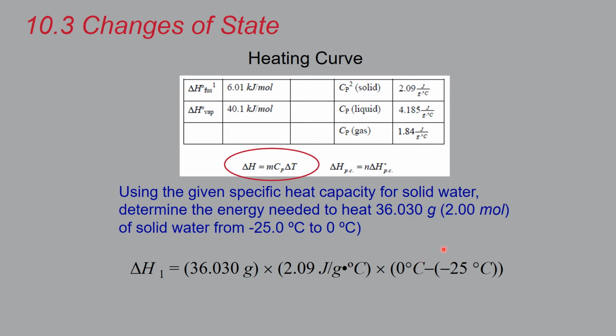It's just the temperature range of that segment, for which the final temperature is 0 degrees and the initial temperature was negative 25. So it's 0 minus negative 25, so the change in temperature is positive 25. And if you put all that together and multiply everything through, you get 1883 joules or 1.883 kilojoules. All right, so that's the first segment.